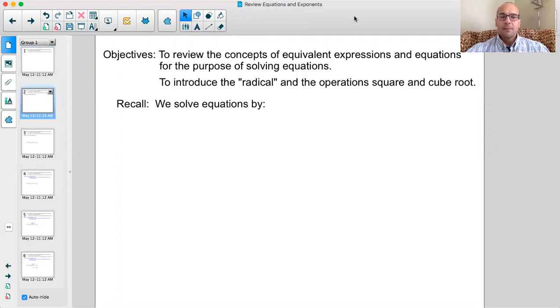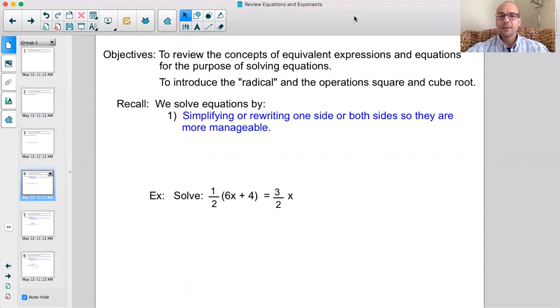So first of all, big picture, we solved equations. We've been solving a lot of equations in this class. And for as much as there's different types of equations that ask you to do different numbers of steps and different steps, there's only two really big things that we have to keep an eye on to make sure we're doing a nice job with this. First thing is we have to know that simplifying or rewriting either one or both sides so that they're more manageable is perfectly legal as long as you write an equivalent expression when you change the way the side looks.